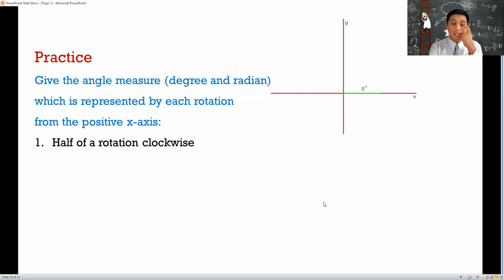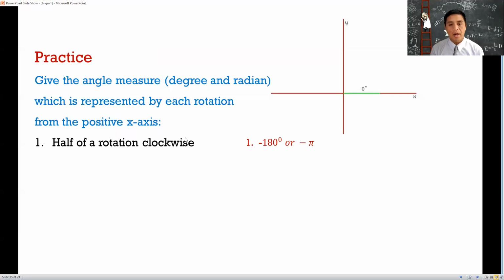Number one, how much is half of a rotation clockwise? First of all, you need to understand that one rotation is one whole circle, or 360 degrees. So half of it is 180 degrees. But look at the direction. It is clockwise. Remember, if clockwise, it's negative. So the answer is negative 180 degrees.